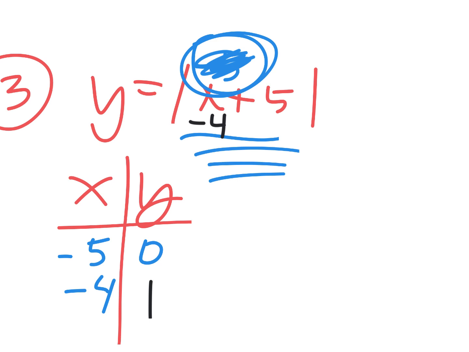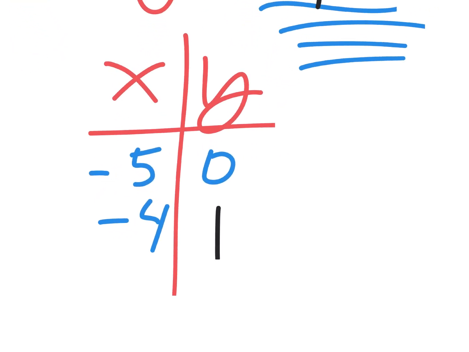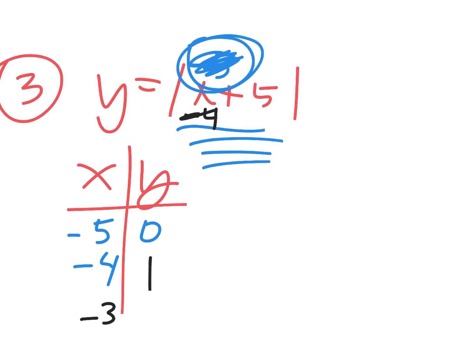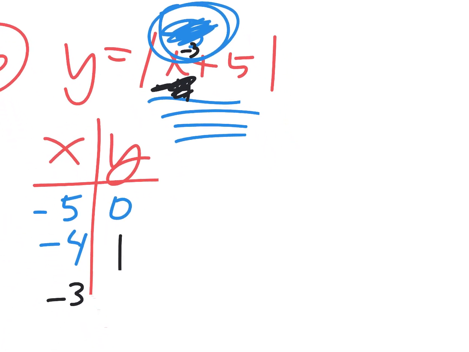Amelia, what's another thing we could put in that's close to the other two? A little louder. Okay, we have -5 and -4. What's close to that? -3. Okay, so let's put in -3. So -3 goes in right here. Amelia, what's -3 plus 5? And then we absolute value it, and you get 2. That's correct. Very good.